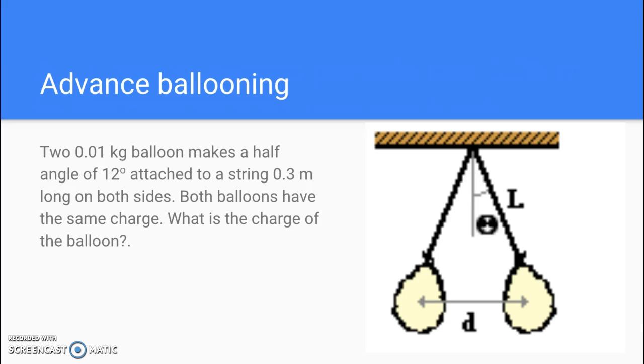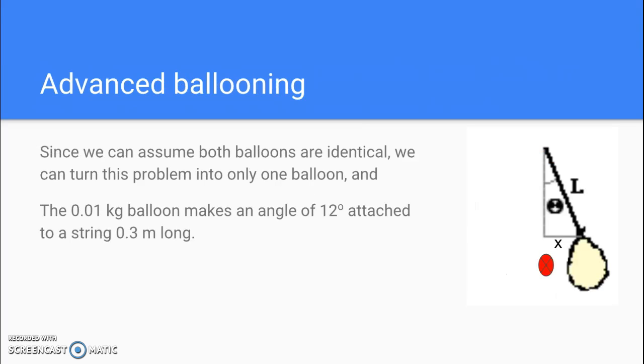In this case, I'm going to give a dummy problem, where you have a 0.01 kilogram balloon making a half angle of 12 degrees, attached to a 0.3 meter long string on both sides. Both balloons have the same charge. What's the charge of the balloon? Here's what we can do. We can simplify it a little bit by making it only one balloon, because the other balloon will be pretty much identical. So we cut it in half at the halfway point. A clever physics trick is to split right down the center and, since they're symmetrical, just multiply by 2. By cutting it in half, we're only looking at half of the complicated problem.